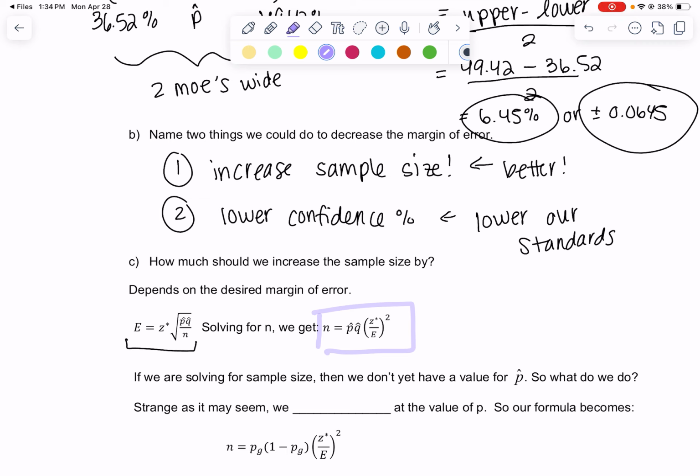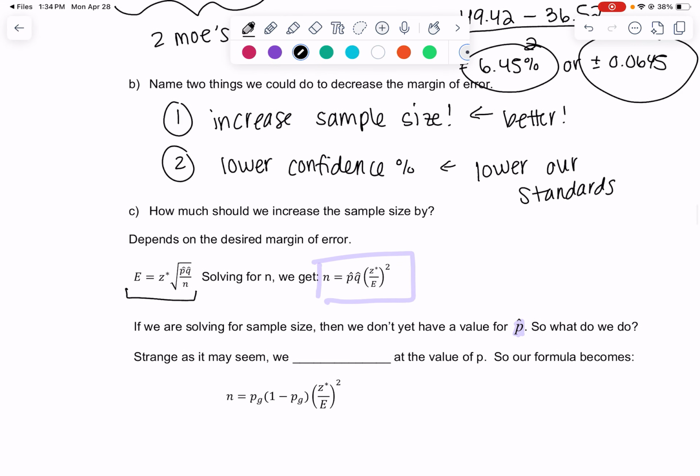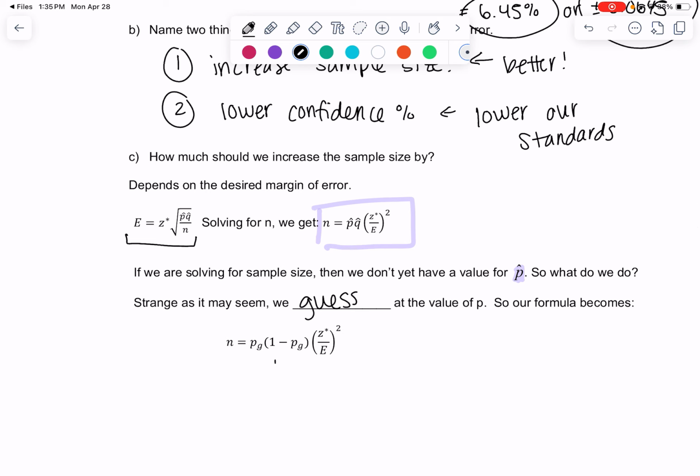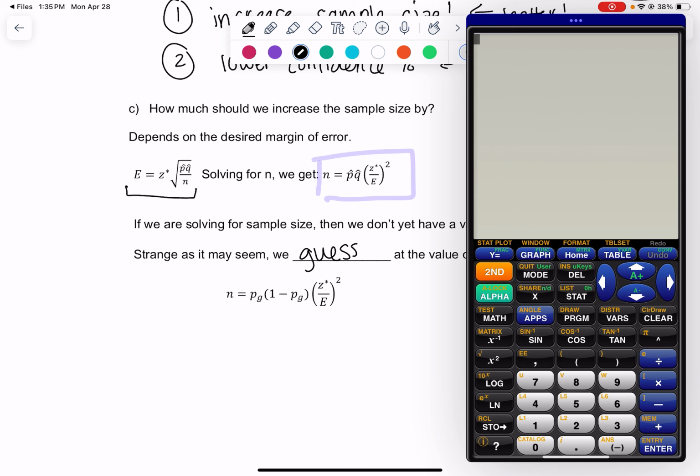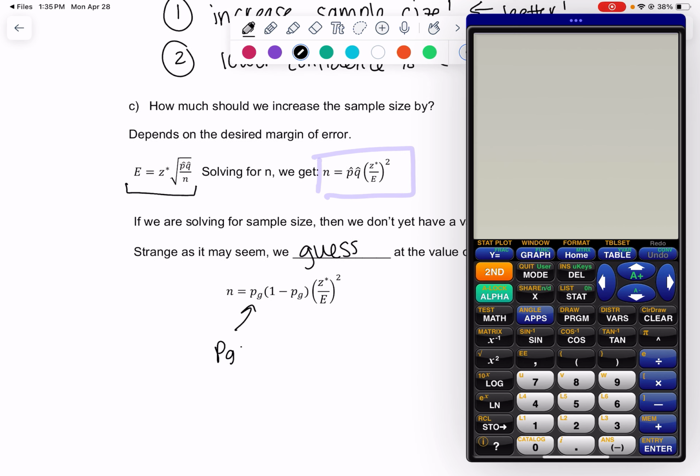The issue is usually when we're solving for sample size, we have no clue what p hat is or q hat. So the trick is to guess. So I'm going to call it p guess. And then q guess would just be 1 minus p guess, just like q is always 1 minus p. So the trick is to guess the biggest value because we'd rather overestimate than underestimate. So the secret is p guess is usually 50%. And let me show you why. So if we do 50-50, we get 0.25. And then let's just guess a few other numbers, to see that this is the largest.